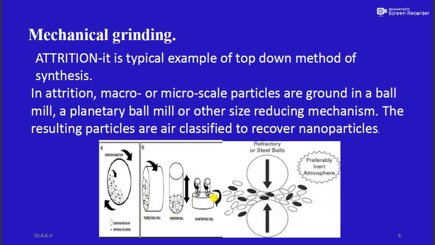In this diagram you can see the nanoparticles are crushed in between the two balls, that is by rolling in a ball milling. Here the energy transferred to the powder from the refractory or steel ball depends on the rotational speed, size and number of balls. Ratio of the balls is very important in case of this ball milling or in case of the mechanical grinding.